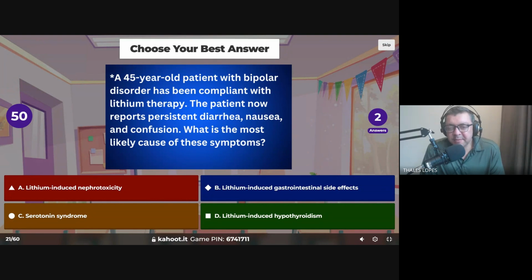Here we go. Patient has been compliant, stable. Now something happened. What happened? The patient now reports persistent diarrhea, nausea, and confusion. What is the most likely cause of this symptom, right? So here, it's lithium therapy. So do not pick serotonin. You got to pick something with lithium.